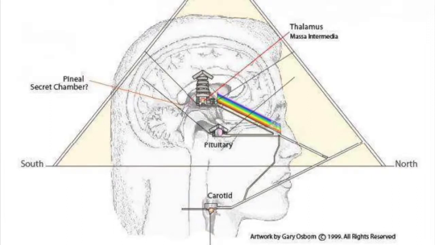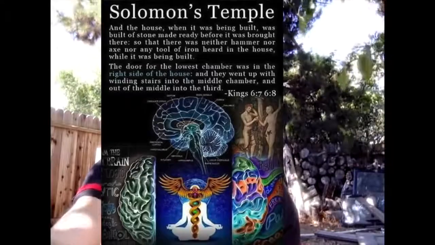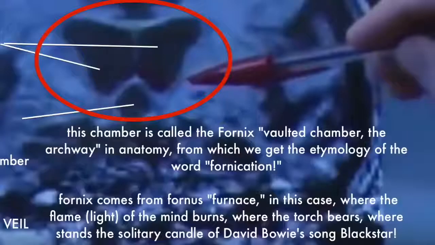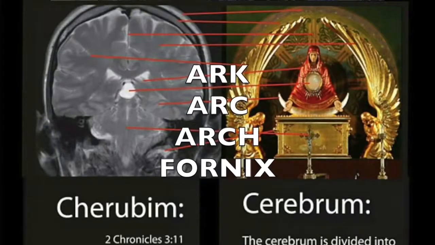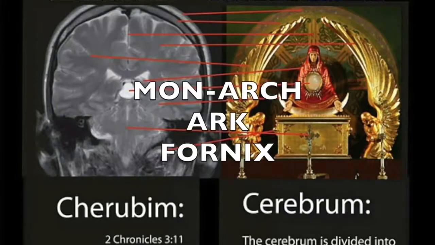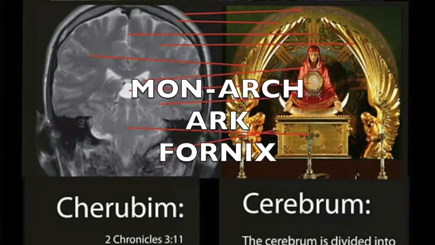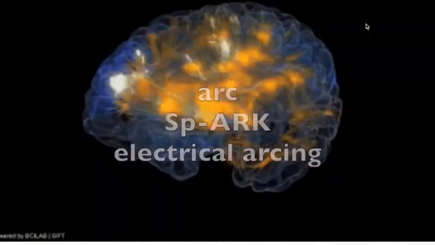And it's also what corresponds in biblical theology to Solomon's temple, the Holy of Holies, the innermost chamber. And this monarch image here, the hypothalamus, the optic thalamus region, is also where the Ark of the Covenant is. The Ark of the Covenant, meaning an archway, as in the fornix, the vaulted chamber, the vault of heaven. The two wings of this monarch correspond to the two cherubim which guard the Ark of the Covenant, which are two sphinxes whose wings are touching.